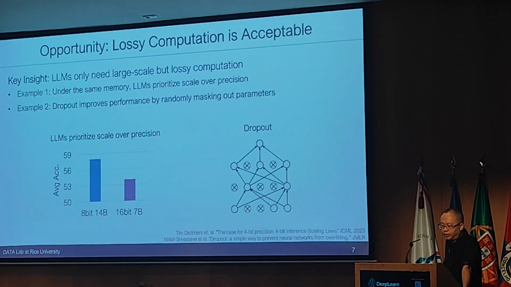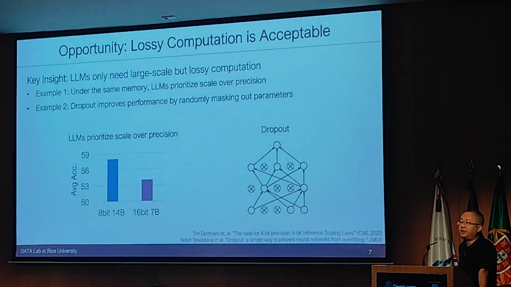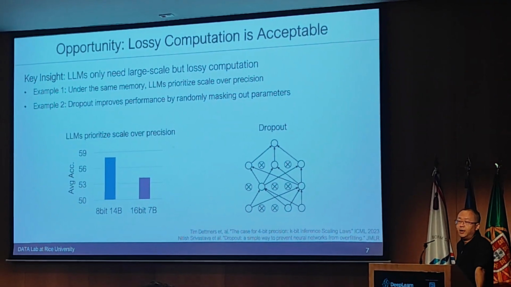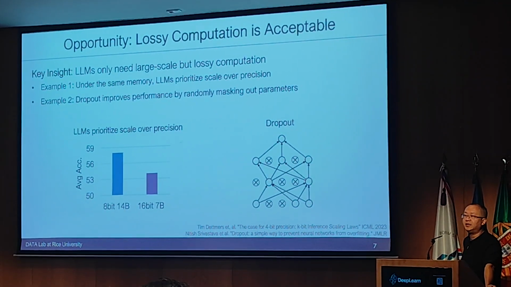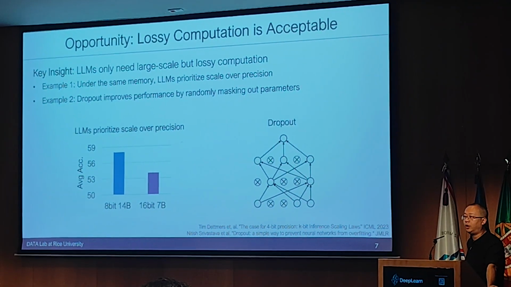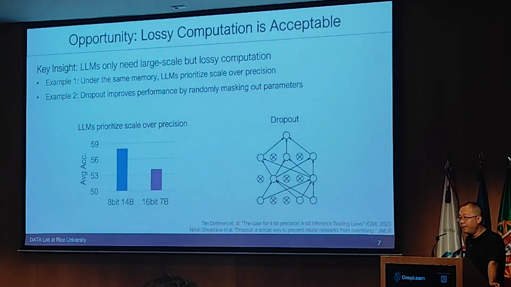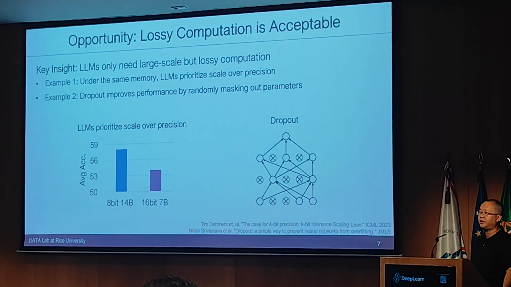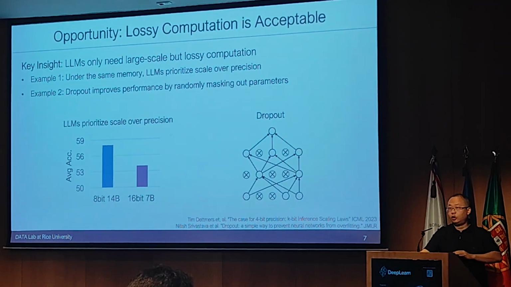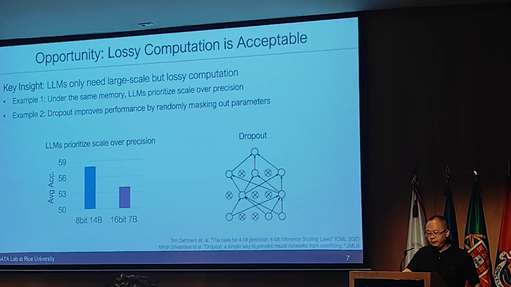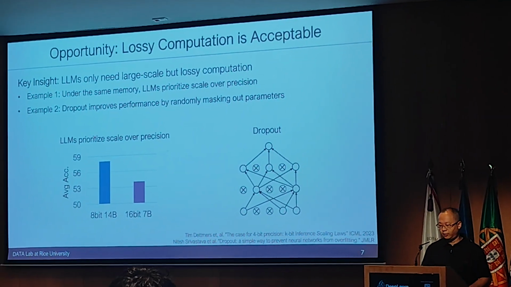Seeing these two examples, we would like to conclude. The first one is that under the same memory, large language models prioritize scale over precision. Very interesting observation. We don't really need 32-bit or 16-bit to represent the weights, and can we do even more aggressively? Does 4-bit work? Does 2-bit work? Does 1-bit work? These are the research questions we would like to answer. The second example is dropout, this kind of removal of neurons and pathways. It improves the performance by randomly masking out some parameters. Very interesting observation.